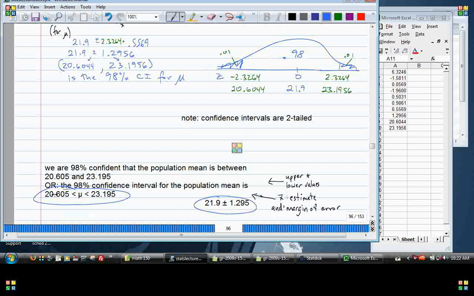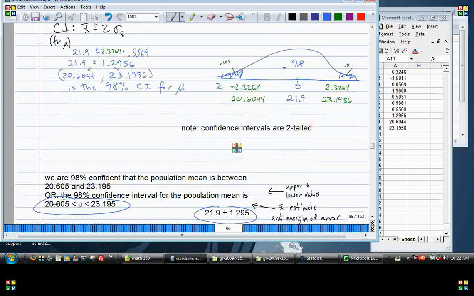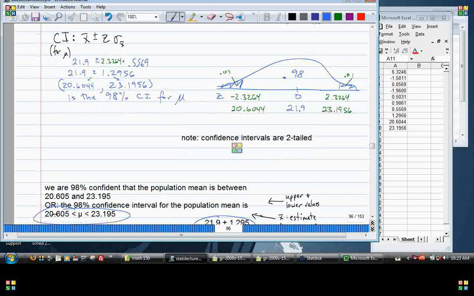What's the second part called? From the formula, it's the z-score times the standard deviation, but the whole thing together has a name. It's called the margin of error. The 1.295 is called the margin of error. So if you go back to the formula, when you're dealing with x bars and z's and all that, the formula for the margin of error is z times sigma x bar.